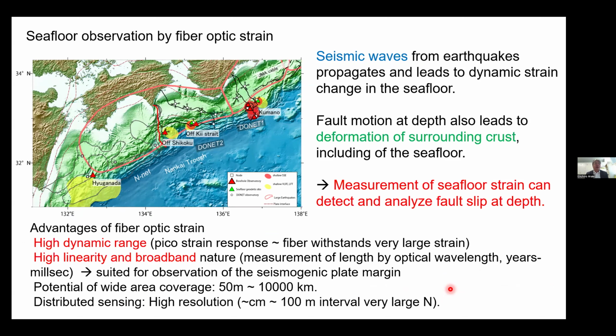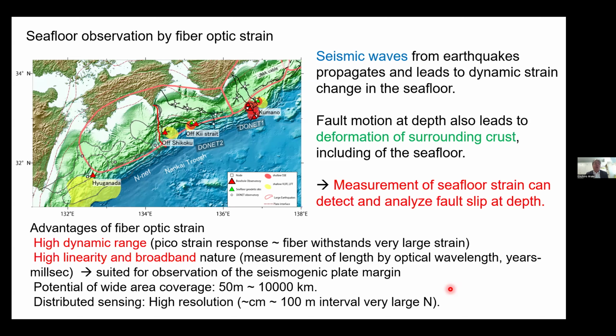Seismic waves from earthquakes propagate and lead to dynamic strain change in the seafloor. If we observe a strain near the fault, motion at depth also leads to deformation of the surrounding crust, including the seafloor. With these processes, we can detect and analyze fault slip at depth by observing strain of the optical fiber in the seafloor. We can think of many advantages of fiber optic strain.